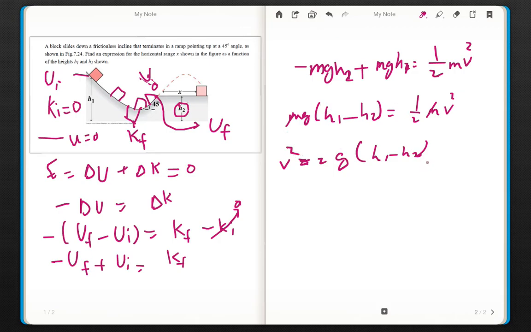We already know there's an equation that gives the horizontal range x, which is this one. You can look it up also. Is there a two here? I don't think so. What is sine 2 theta? Okay, there's no two here.